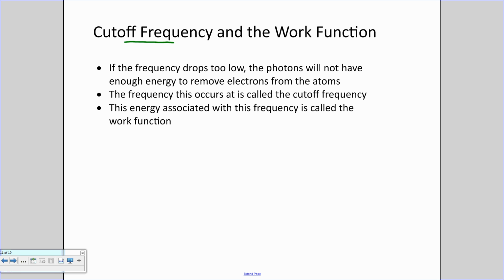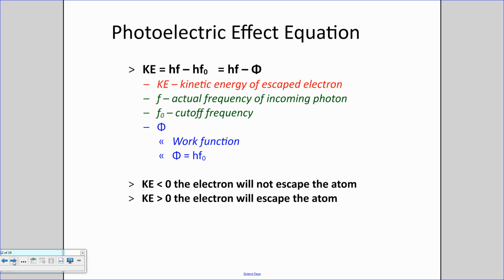And the energy associated with that frequency, because E equals hf, is known as the work function. So basically that cutoff frequency times Planck's constant is your work function. So let's look at the equations.